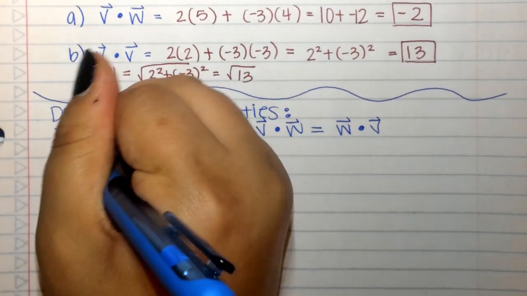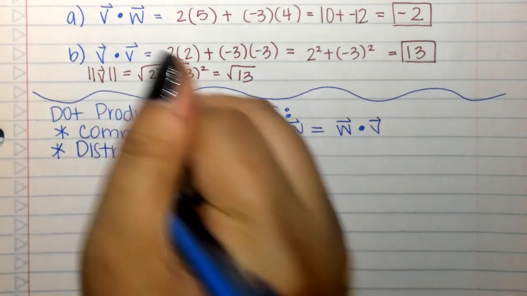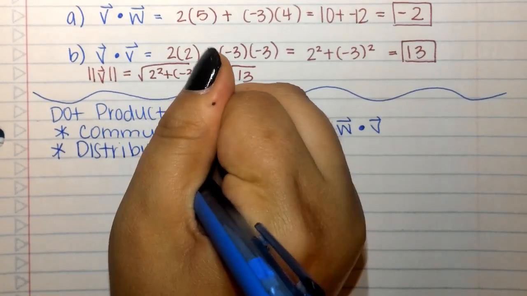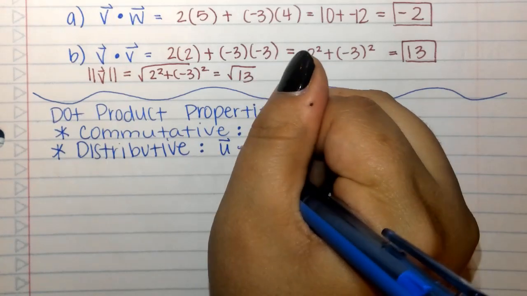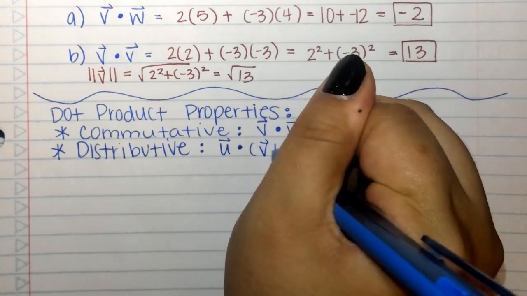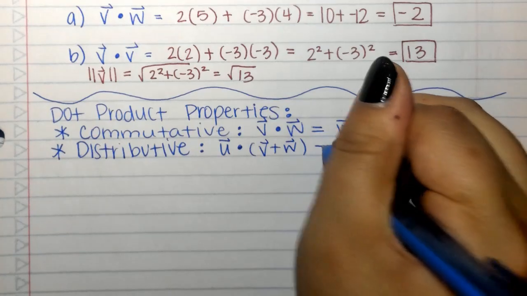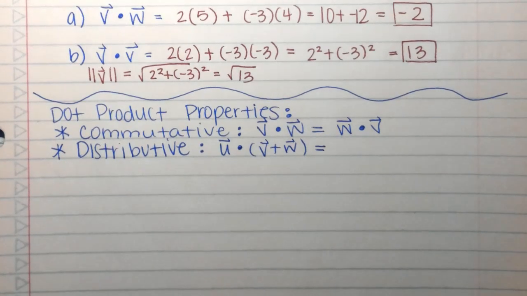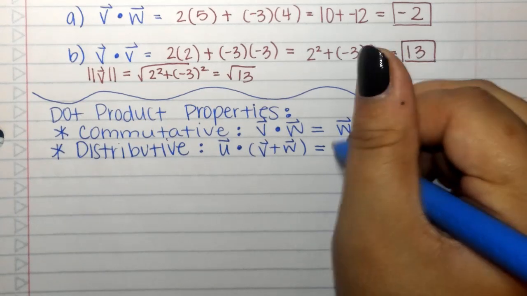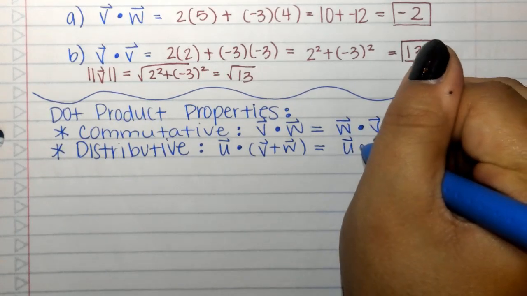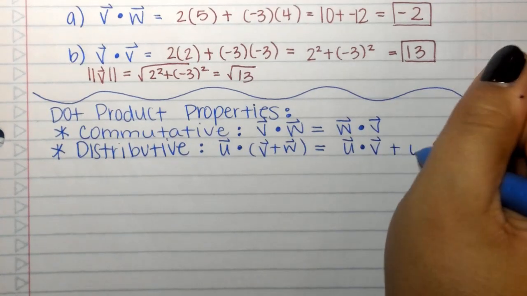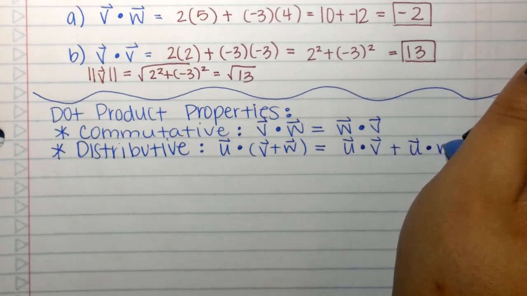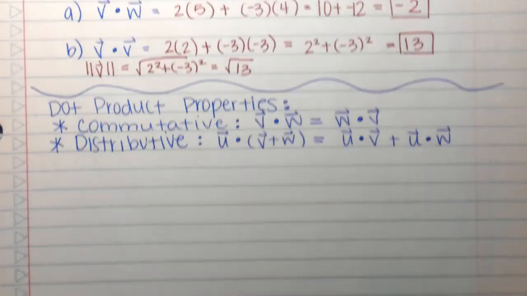Dot product is also distributive. So if I have vector u dot vector v plus vector w, I can distribute that vector u and do vector u dot vector v plus vector u dot vector w.